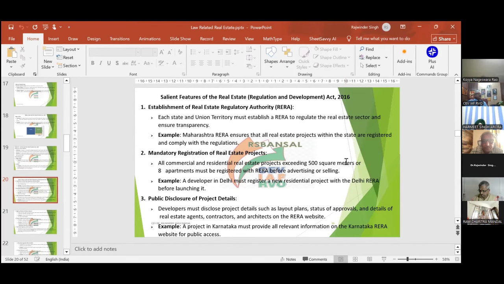So it is mandatory registration of real estate projects. All commercial and residential estate projects exceeding 500 square meters or 8 apartments must be registered with RERA before advertising and selling. For example, a developer in Delhi must register a new residential project with Delhi RERA before launching it.